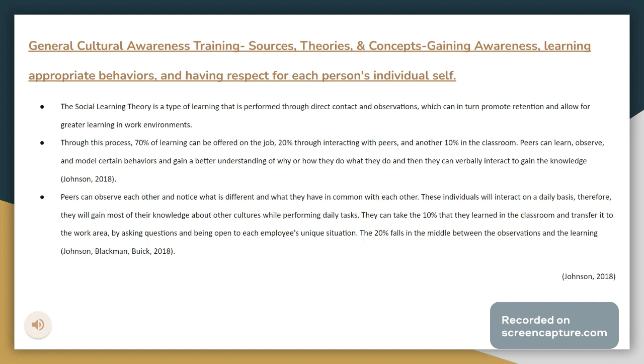Peers can learn, observe, and model certain behaviors and gain a better understanding of why or how they do what they do, and they can verbally interact to gain knowledge. Peers can observe each other and notice what is different and what they have in common with each other. These individuals will interact on a daily basis. Therefore, they will gain most of their knowledge about other cultures while performing daily tasks.